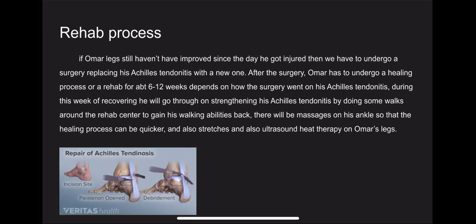The rehab process. If Omar's leg still hasn't improved since the day he got injured, then we have to undergo surgery, replacing his Achilles tendon with a new one. After the surgery, Omar has to undergo a healing process or rehab for about 6 to 12 weeks, depending on how the surgery went.